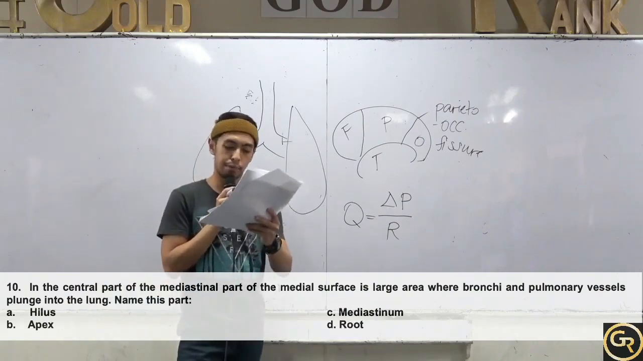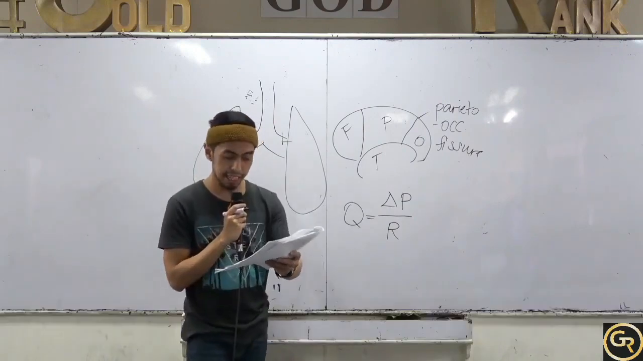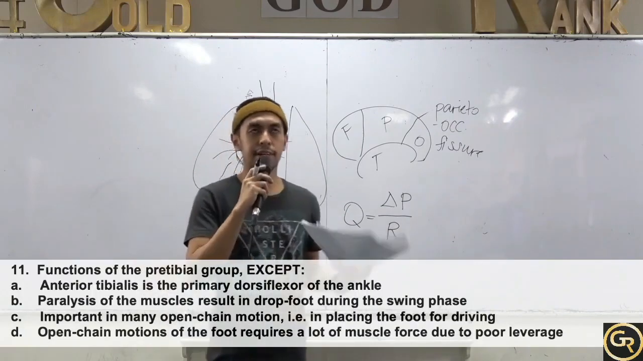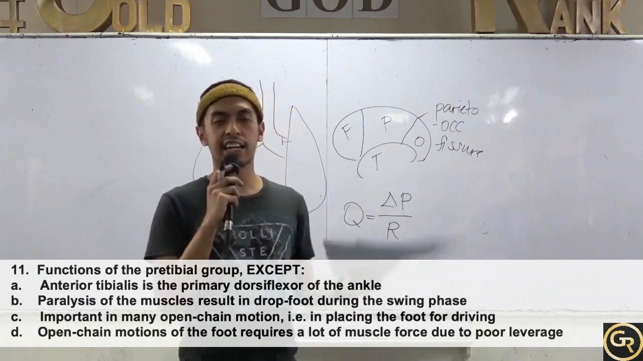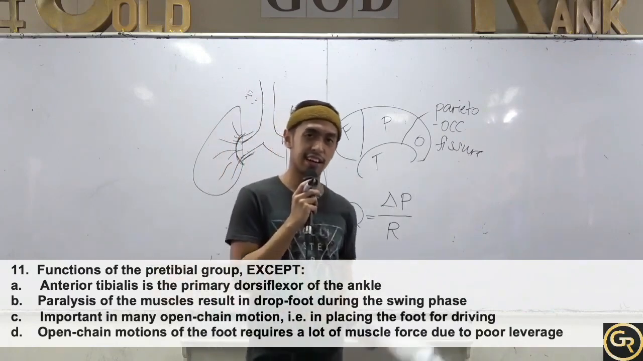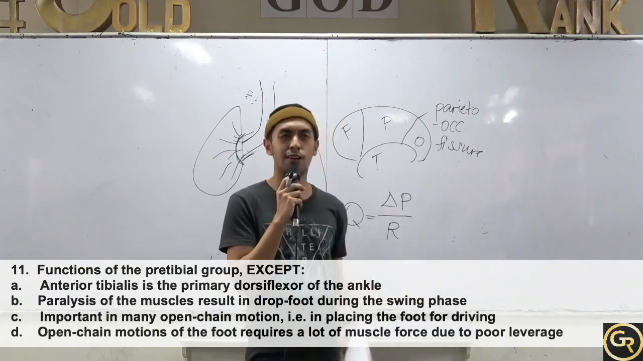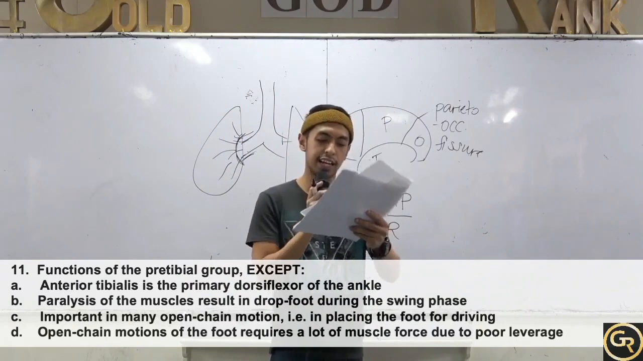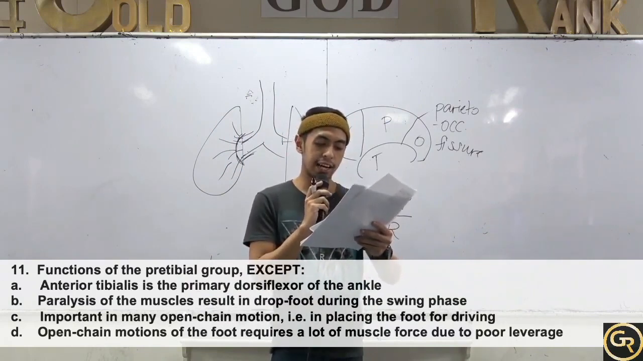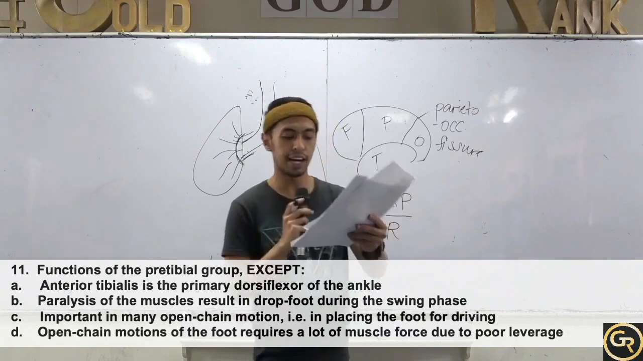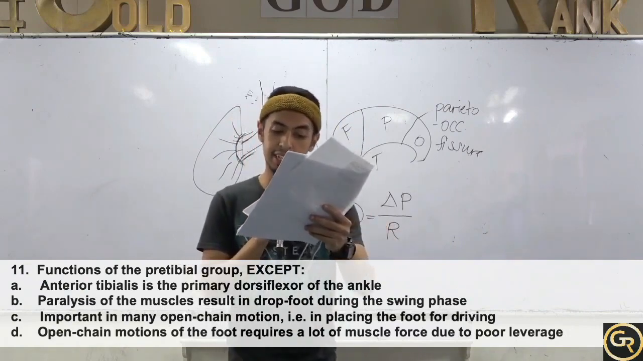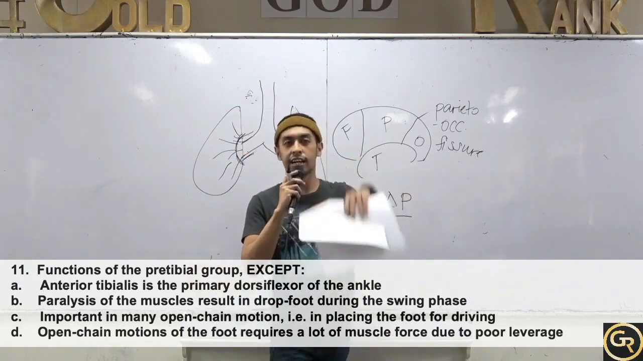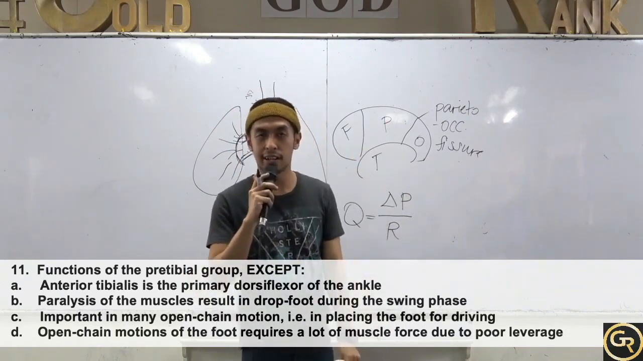Letter A. Okay, letter A. 11. Functions of the pretibial group except, okay, what is the pretibial group? These are your ankle dorsiflexors, also your toe extensors. Okay, this is where they are located. Letter A, anterior tibialis is the primary dorsiflexor. That is correct. Paralysis of the muscles results in drop foot during the swing phase. That is correct. They cannot hold the ankle in dorsiflexion or in neutral position.